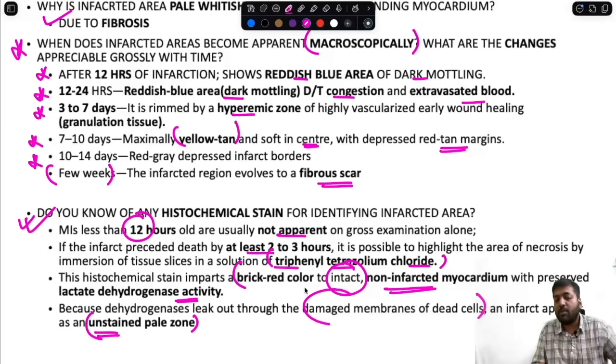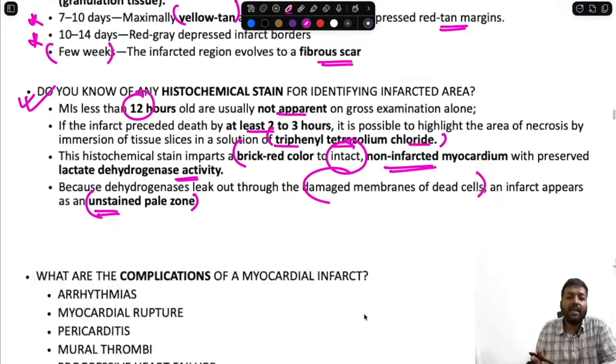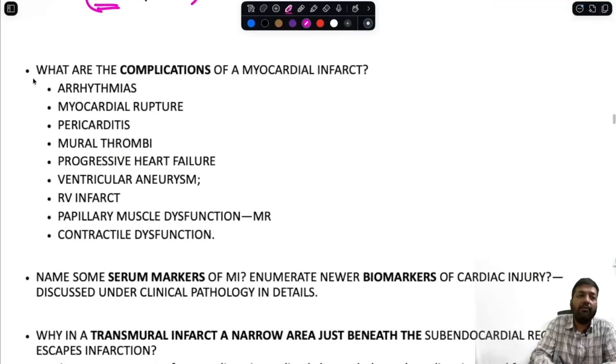So less than 12 hours, if you use this dye, triphenyl tetrazolium chloride, the intact non-infarcted myocardium will take up the brick red color, whereas the infarcted areas will be unstained. Okay, they will appear as pale areas. And what is the reason? Because of the LDH activity being intact in the non-infarcted myocardium and LDH being lost in the infarcted areas of the myocardium.